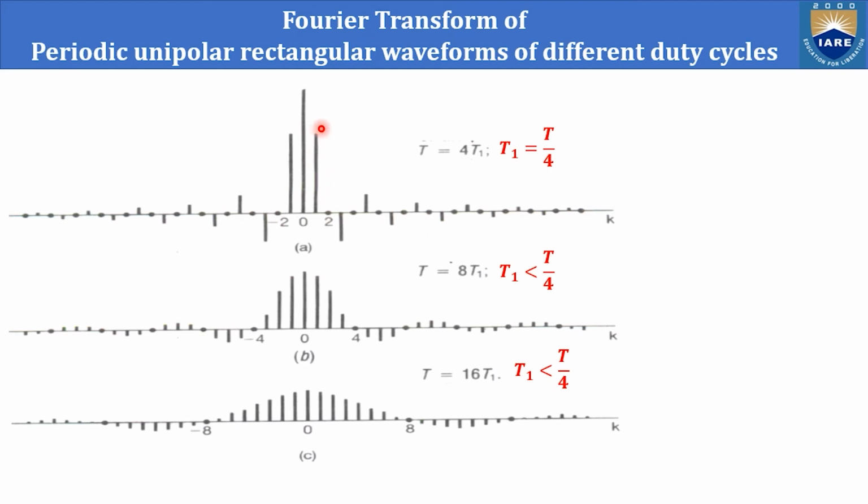And I am showing here Fourier transforms of periodic unipolar rectangular waveforms of different duty cycles. Here I have shown two different types of duty cycles. The first one here is duty cycle half, that is 50% duty cycle, with on and off equal periods, and this is called a square wave.